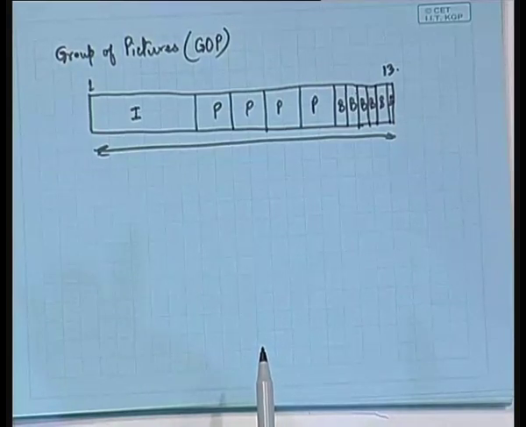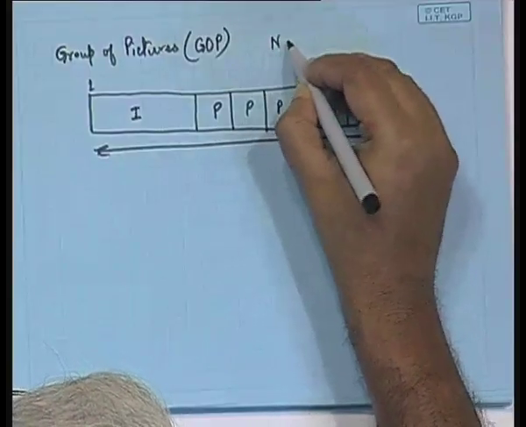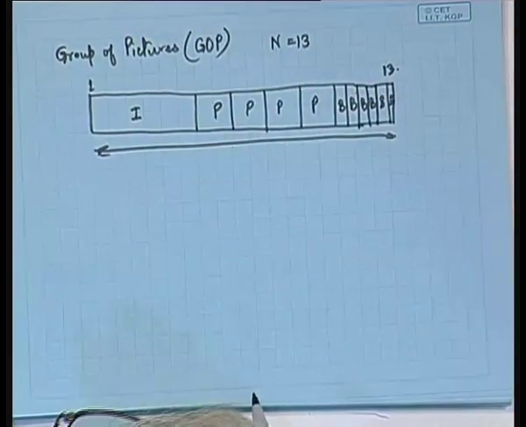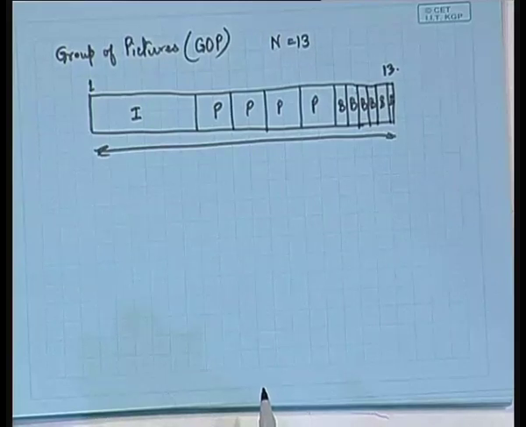What I mean to say is that if, let us say, a GOP consists of 13 frames, so N is equal to 13, then when the 14th frame comes, again the next GOP starts, and the next group of pictures starts with another I frame. So, I explained to you the concept behind the I frame, P frame and B frame, and these terminologies have been used in the video coding standards. I will come to the discussion of the video coding standards very shortly, within the next 1 or 2 classes only.